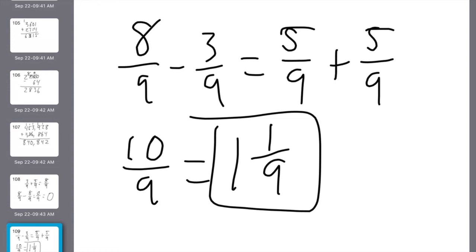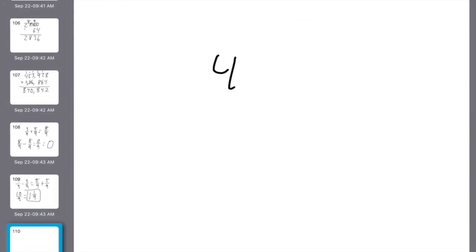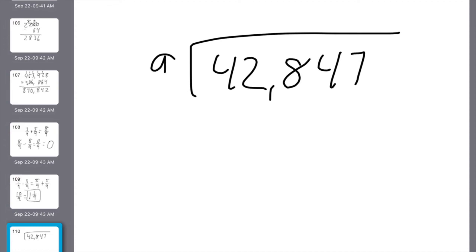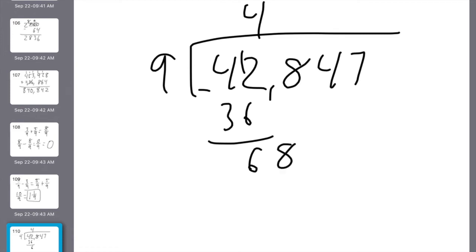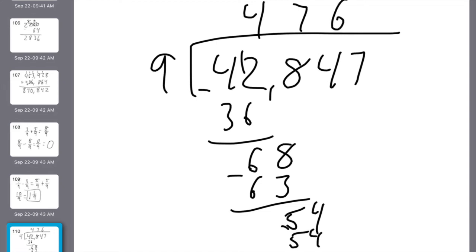25. Divide and express your answer as a mixed number. So I have 42,847. I'm dividing that by 9. 9 goes in there 4 times, which is 36. Subtract, it's a 6. Bring down an 8. Goes in there 7 times, which is 63. Subtract 5. Bring down a 4. Goes in there 6 times, which is 54. Subtract, get a 0, bring down the 7. 9 goes into 7 0 times. I still have that 7 left over, so it becomes 7/9. So 4,760 and 7/9 because they asked me to express it as a mixed number.